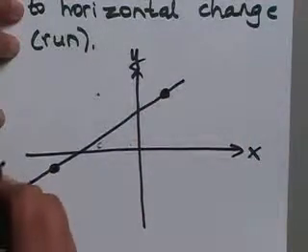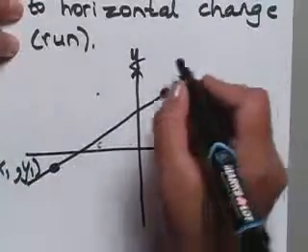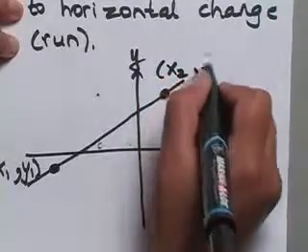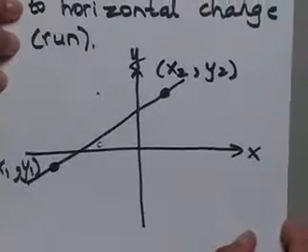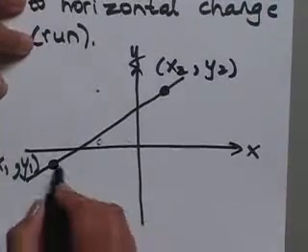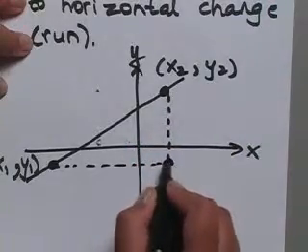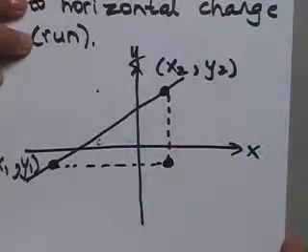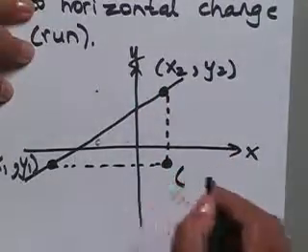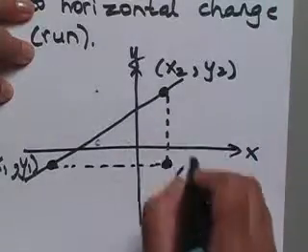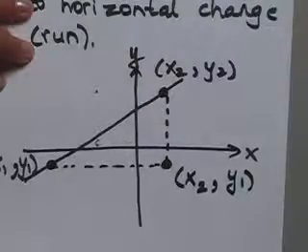We'll call the first point x1, y1, and the coordinates for our second point, we'll call them x2, y2. Now, using these points, I am going to try and make a triangle here, and that will give me a third point, the third corner of my triangle, and I will label the point here. This will be the point x2, y1.